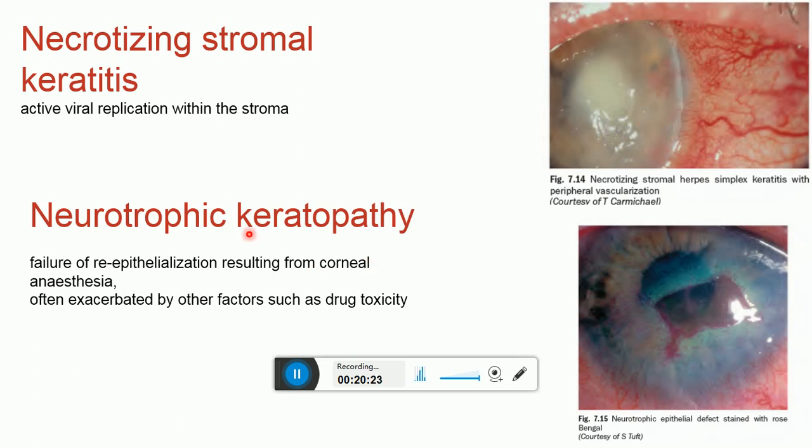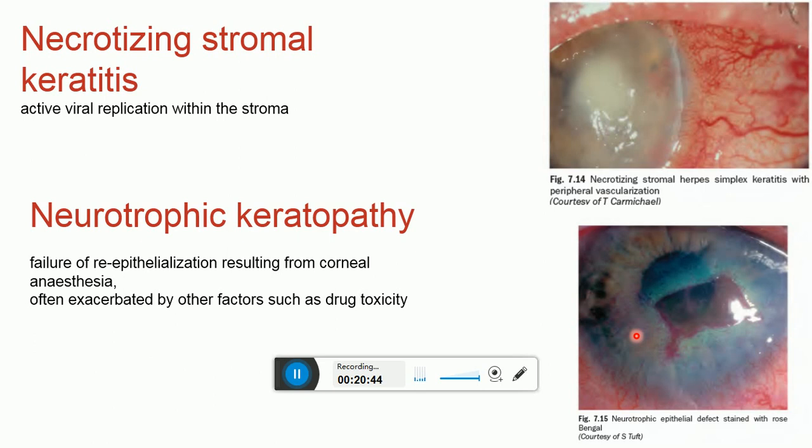Next is neurotropic keratopathy. It is caused by failure of reepithelialization resulting from corneal anesthesia, exacerbated by other factors such as drug toxicity. There is a non-healing epithelial defect after prolonged topical treatment. It is an early sign.